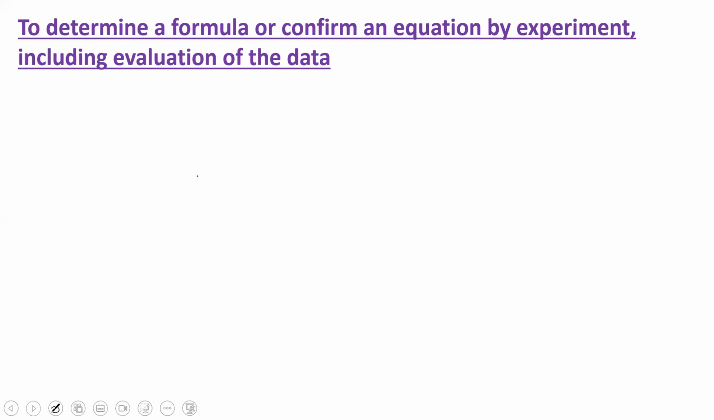To determine a formula or confirm an equation by experiment, including evaluation of the data. This is not something to discuss in theory. This is actually to determine the formula using the data and establishing the ratio. You can find a formula and you can also confirm the formula. Now you have to copy this screen.